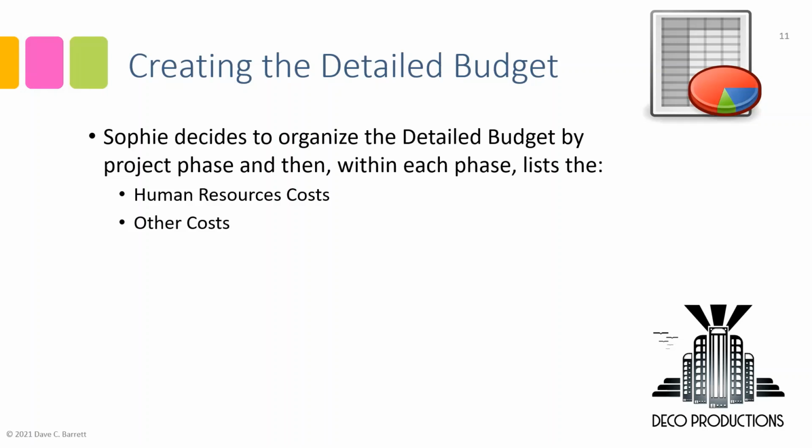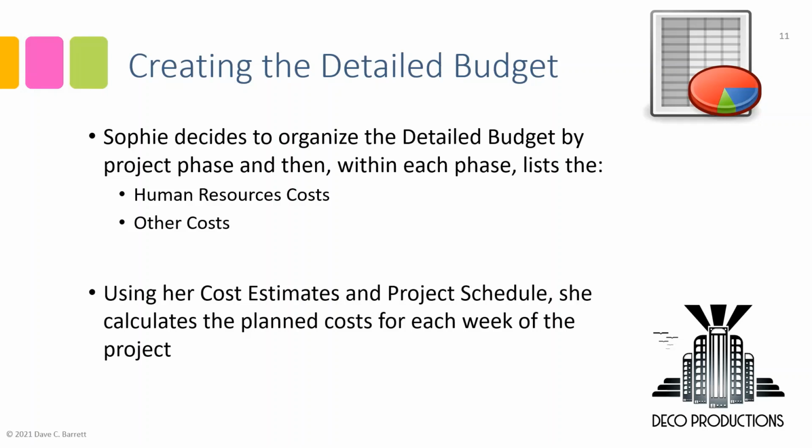In this case, this made sense for her project. So using the cost estimates that were already developed and the project schedule, she calculates the planned costs for each week. And we could see that in the video where she was looking at an activity and then going to her schedule and seeing when it was going to occur and how much time was going to be taken by the resources, looked at their loaded rate, and then calculated an amount. This is the hard work of doing a budget, of really a detailed budget, in order to develop the overall expected costs.